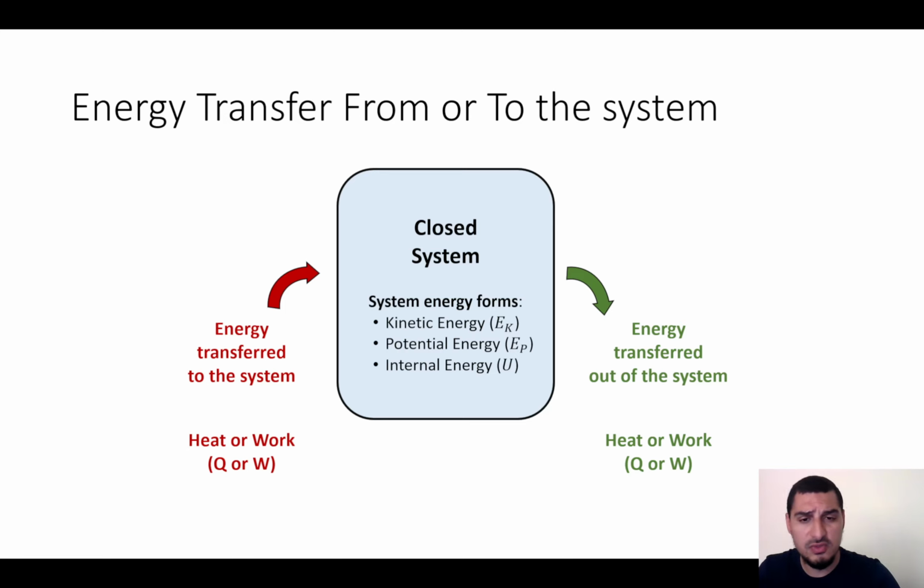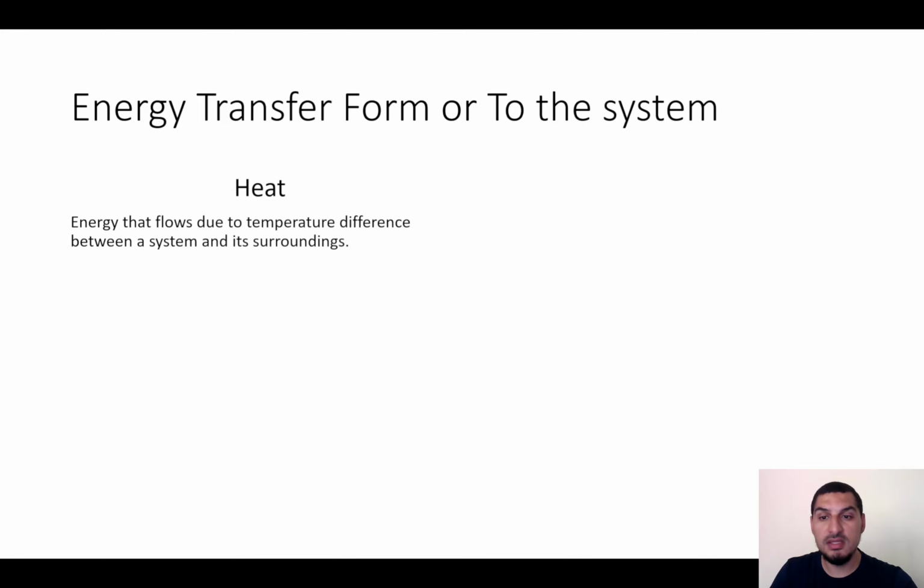So again, just to differentiate from what we said before, the three forms of energy, the kinetic, potential, and internal energies, are the energies stored in the system. These energies can increase or decrease due to energy coming from outside or released from the system to the surroundings. This energy coming from outside or released to the surroundings is either heat or work. Heat is the energy due to the temperature difference between the system and surroundings.